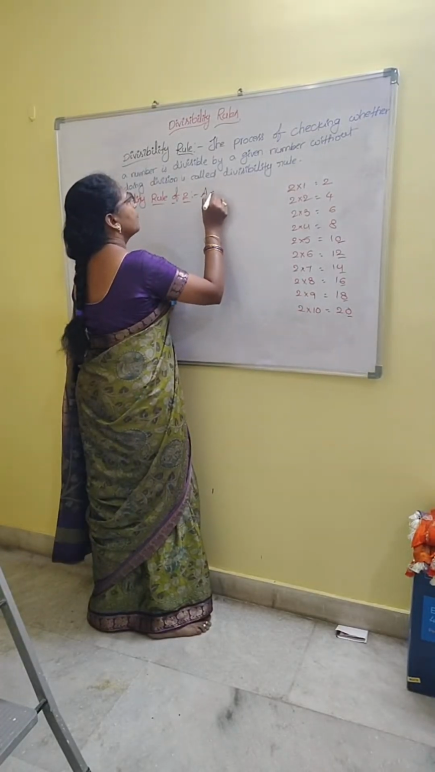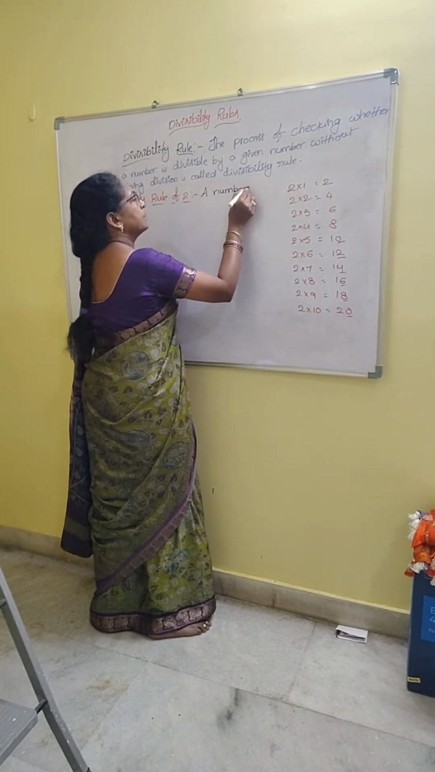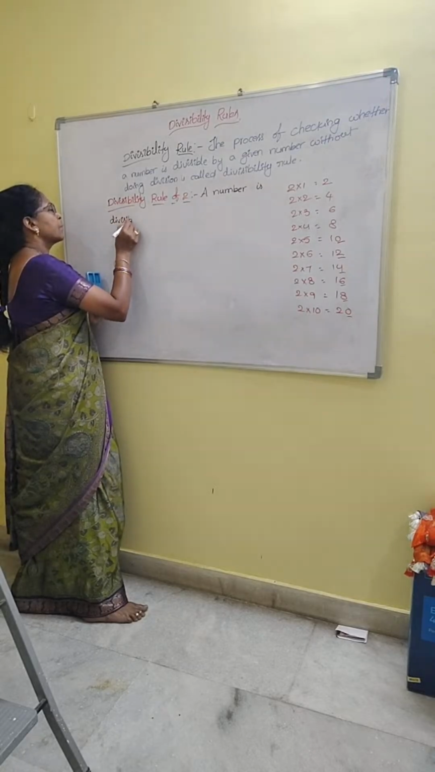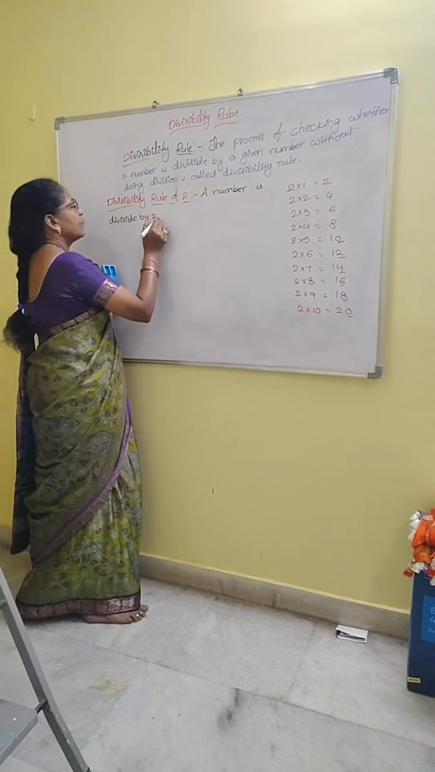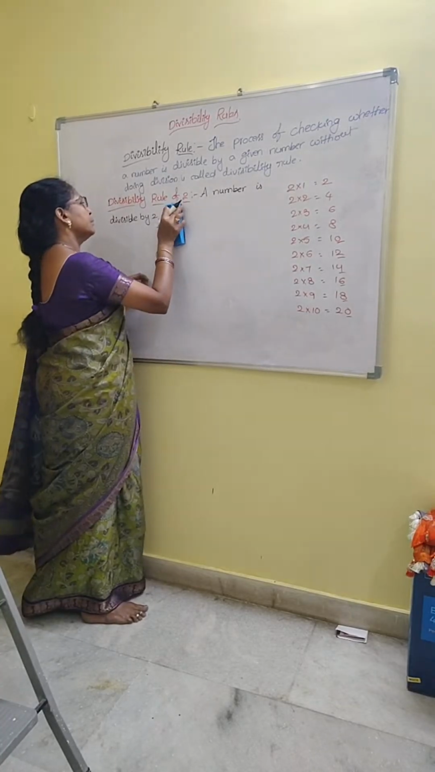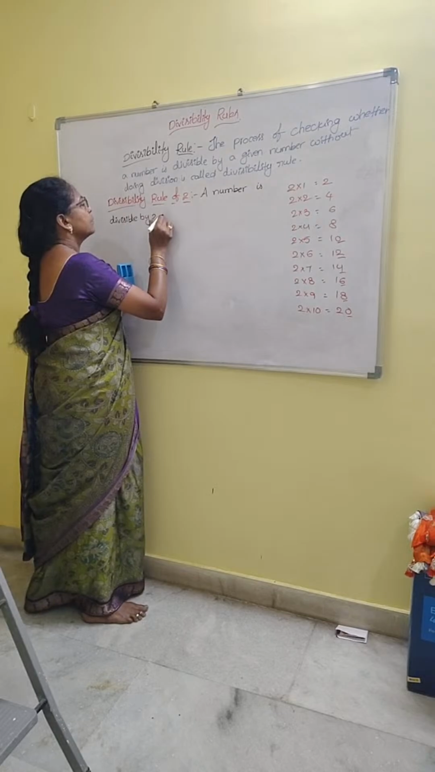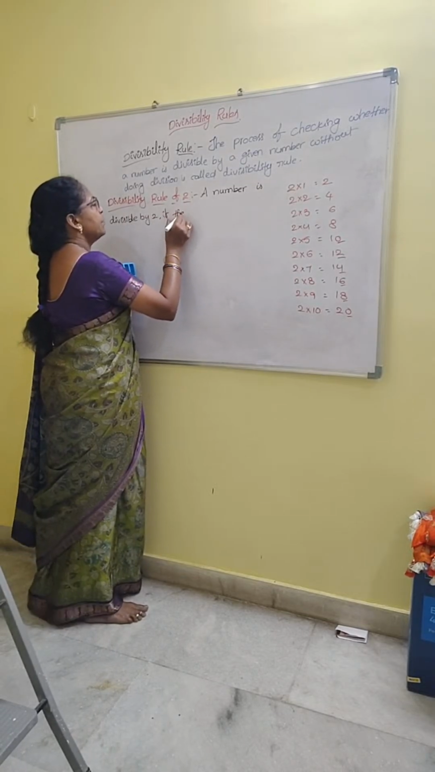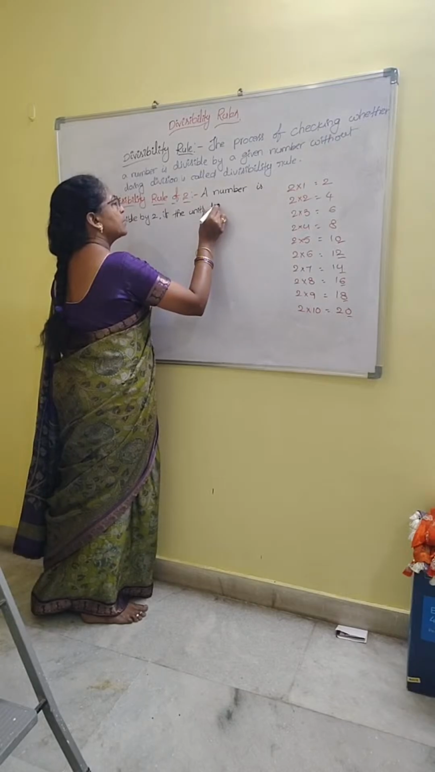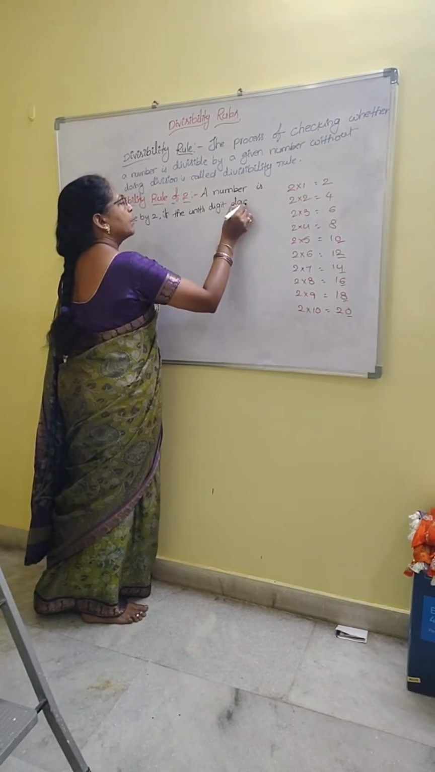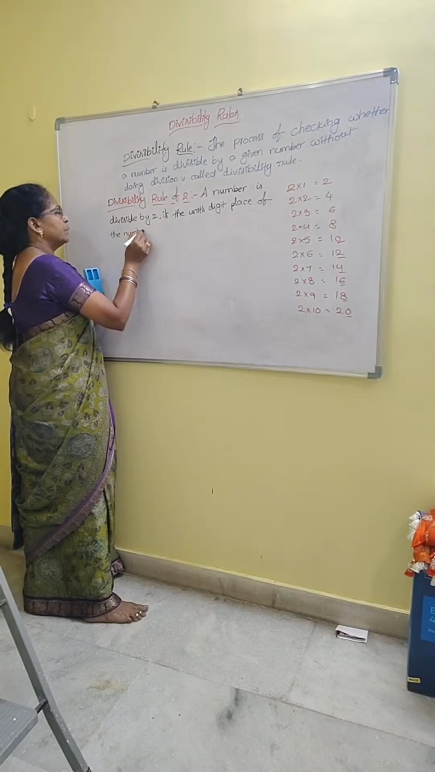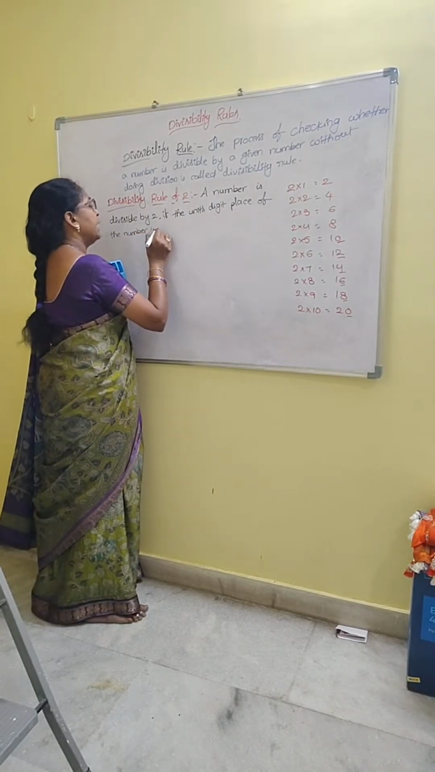A number is divisible by 2 when the unit digits place of the number is an even number.